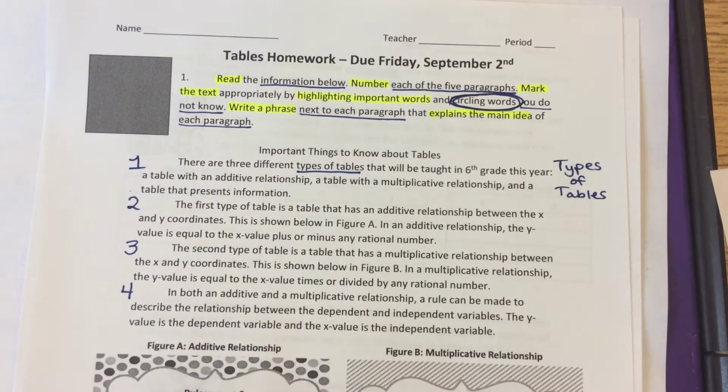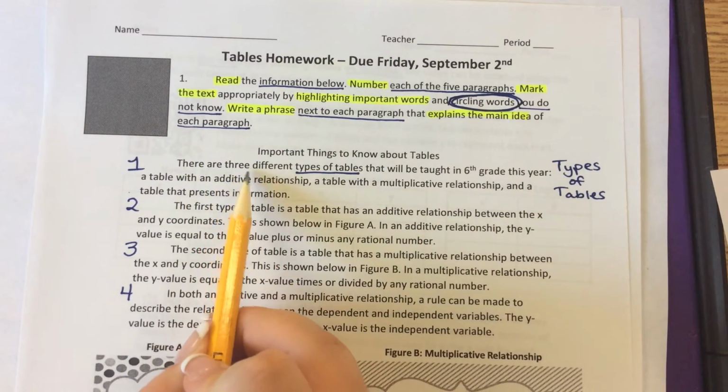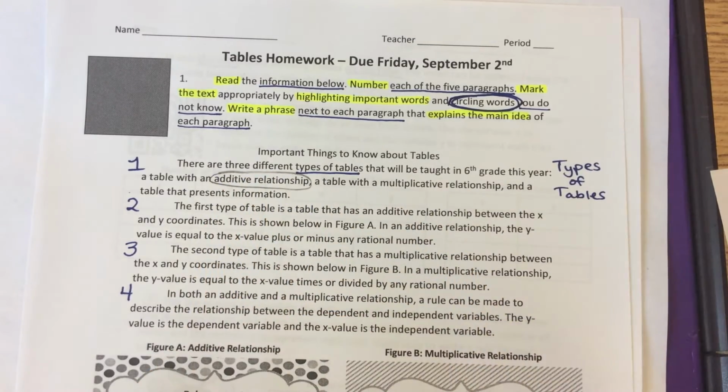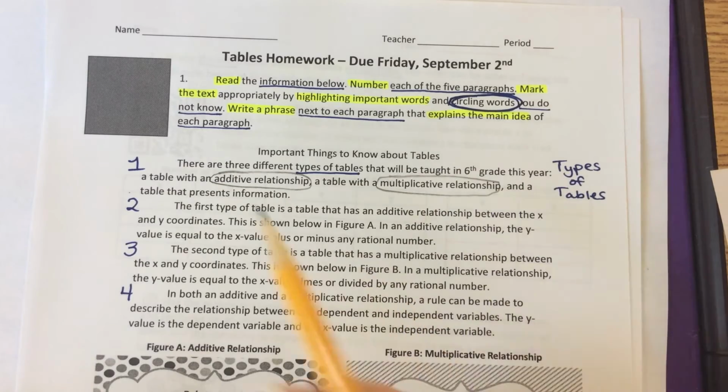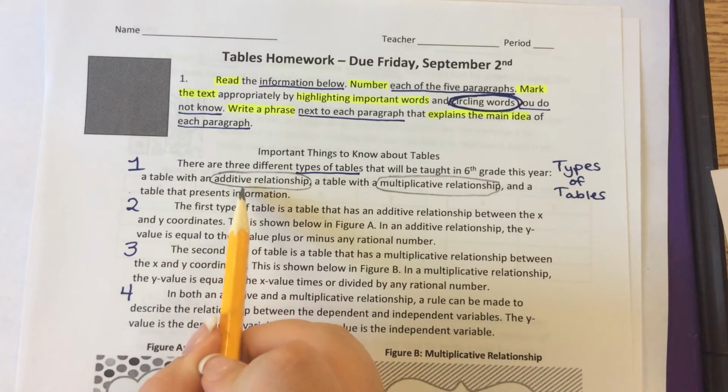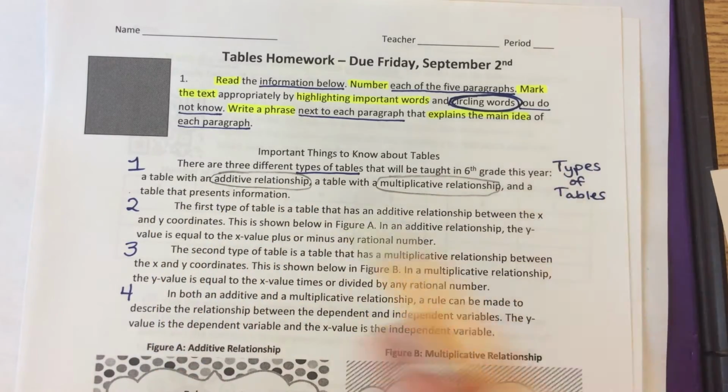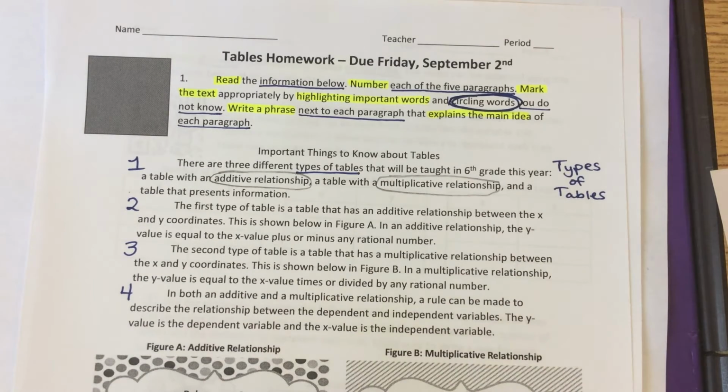Again, circle any words you do not know. Highlight any information that is important. Honestly, that was just an introduction paragraph. So you may circle additive relationship if you're not sure what that is. You may circle multiplicative relationship if you don't know what that is. And if you don't know what information is, you might circle that. I feel like I know what information is, so I'm going to be pretty good on that.